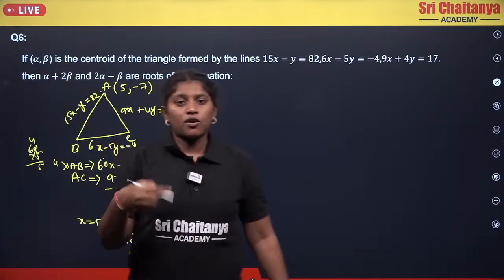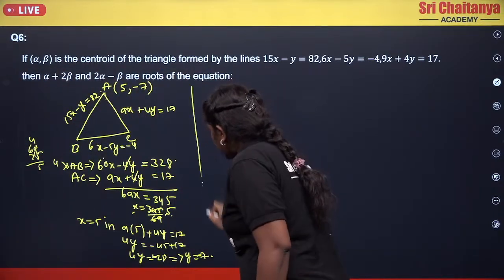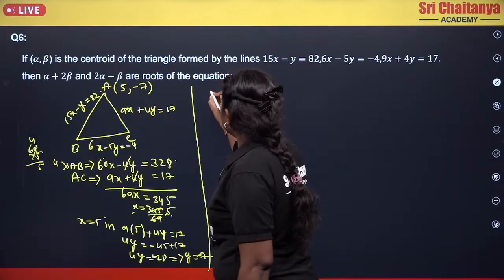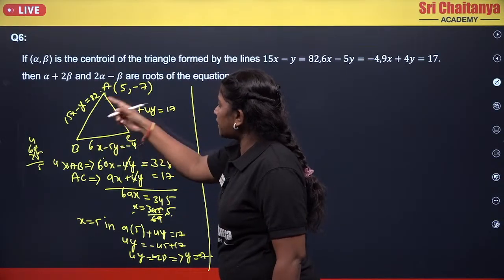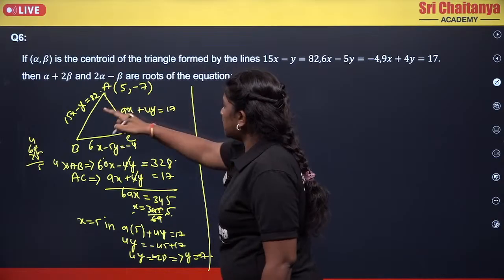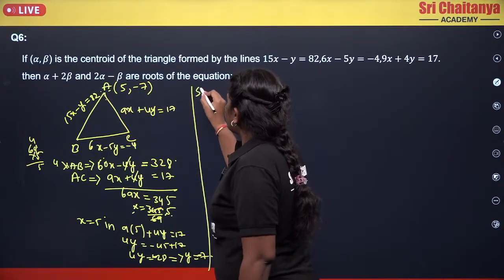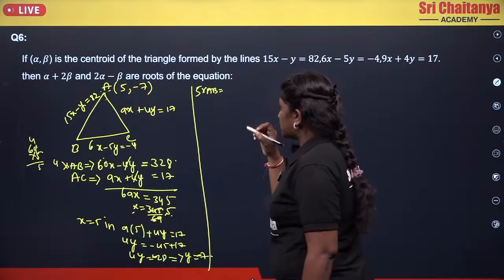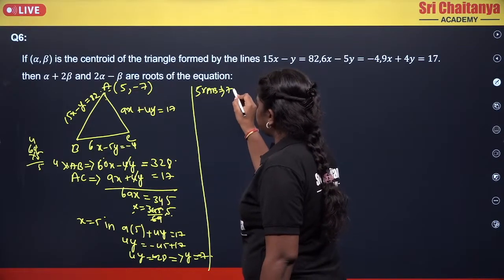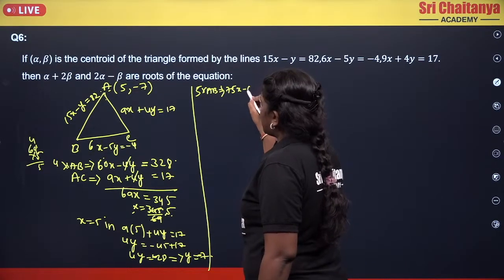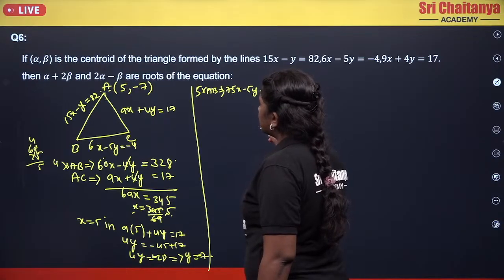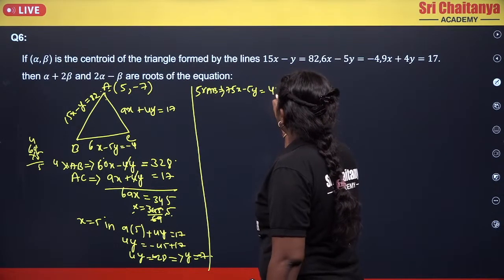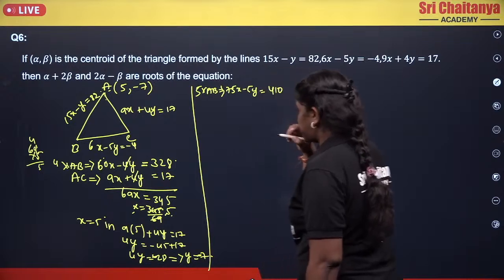Now let's solve for B. Coming to the point B, we will be solving 15x, so we can eliminate the y. So multiply your AB with 5. So 5 into AB will give you 5 into 15, so that becomes 75x minus 5y equals 410.